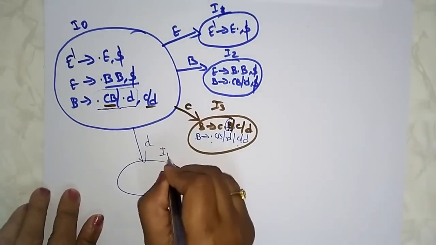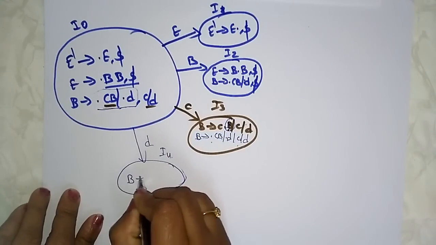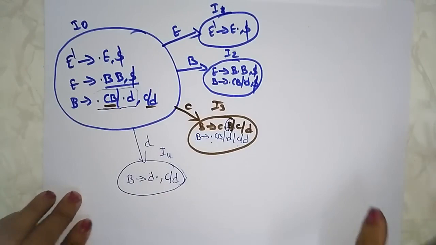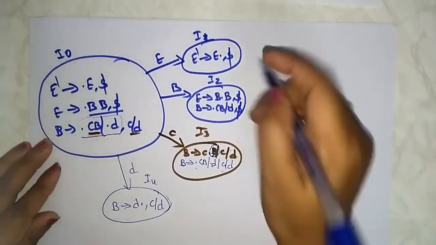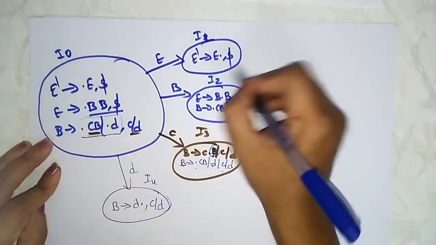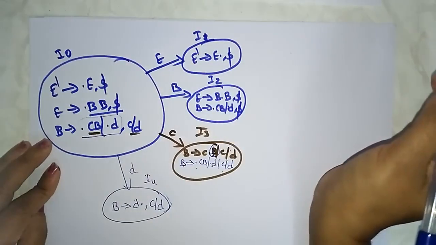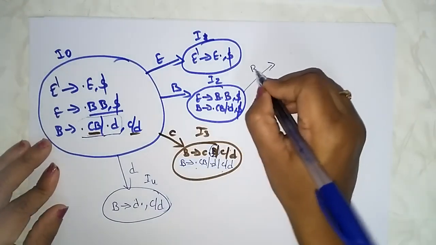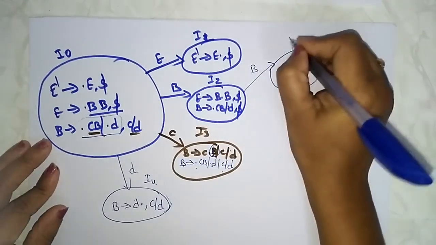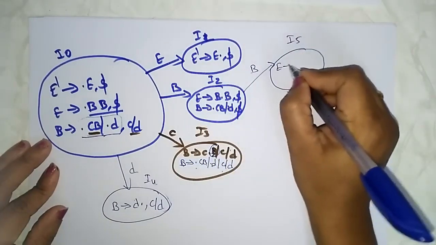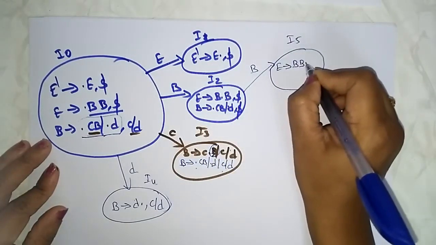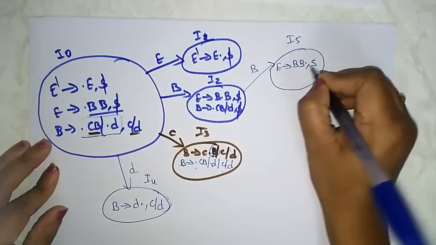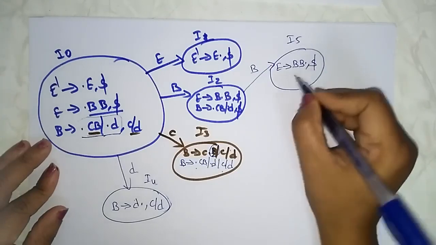Now let's take small d, a terminal, which is I4. So B determines D dot, comma, lookahead value. So I4 is over. Now no extra states will come because this is a final state. E dot, there is no terminal or non-terminal present. Now I am taking B. This is I5. E determines BB dot, on B I am taking BB dot, comma, dollar. After dot nothing is there, so just leave it.